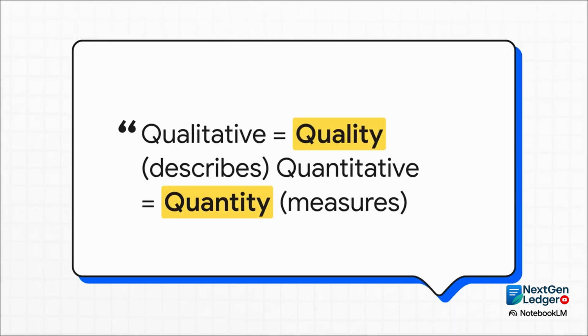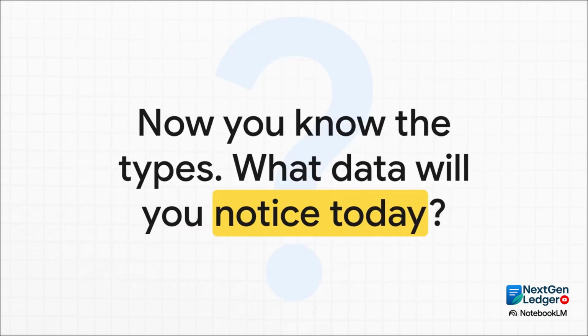And look, if you ever get stuck, just come back to this. This is the simplest trick in the book. Qualitative describes the quality of something, quantitative measures the quantity. It's a little mental shortcut that will always get you back on the right track. So, with all this fresh in your mind, I'll leave you with a little challenge. As you go about the rest of your day, just look around. That price on your coffee, the color of the cars driving by, the star rating on that movie you want to watch. What kind of data is it? Once you start looking at the world this way, you'll realize it's absolutely everywhere, just waiting to tell its story.